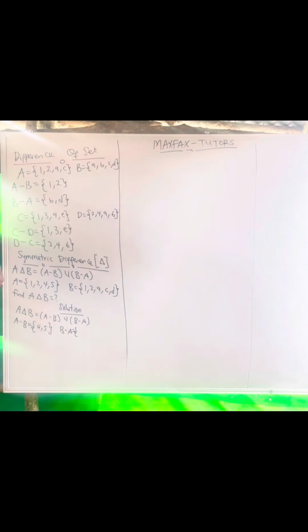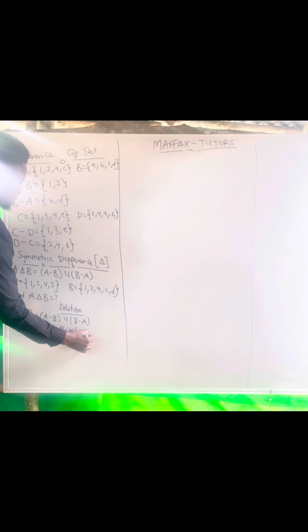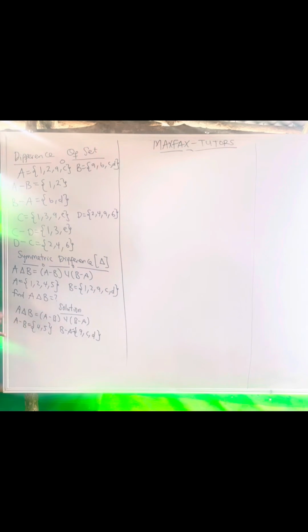You will also look for B minus A. Do not forget that B minus A simply means all the elements that belong to only B but are not found in A. What are the elements in B but not found in A? That is a, c, d. So once you've looked for A minus B and B minus A, your A symmetric difference B will now be A minus B union B minus A.